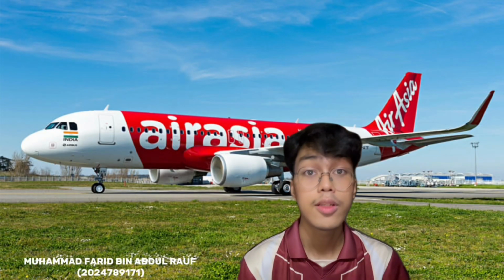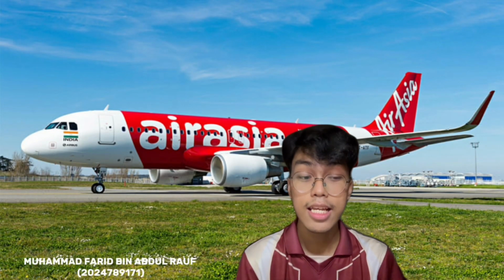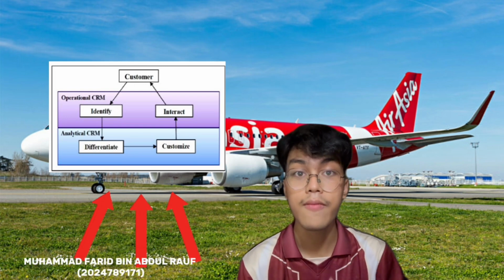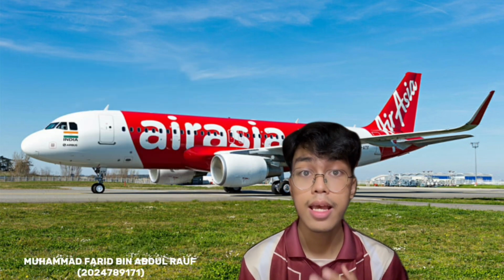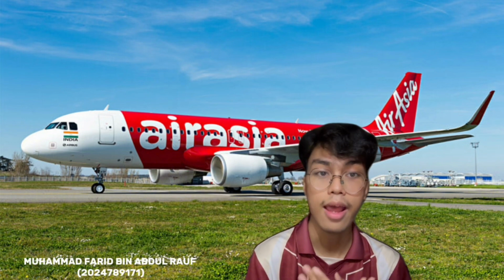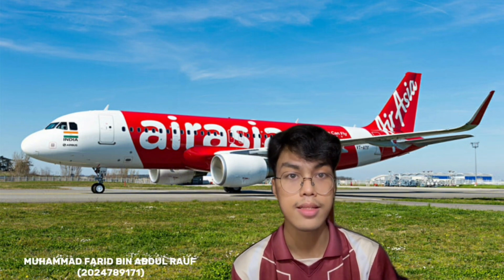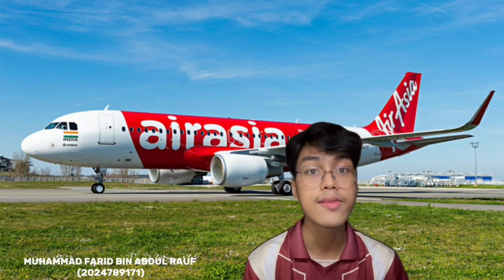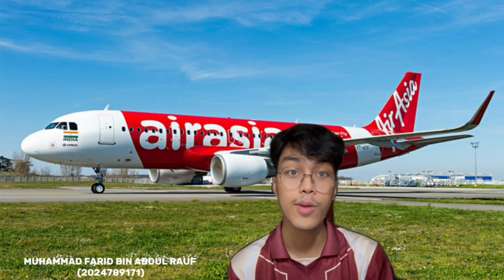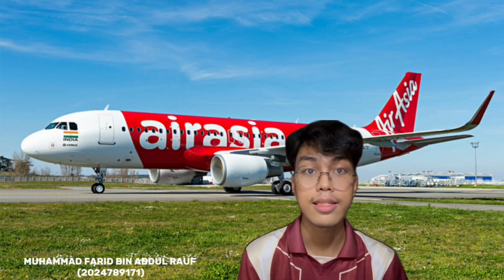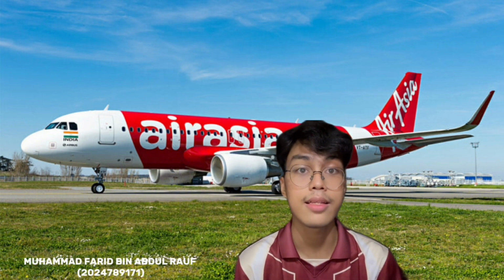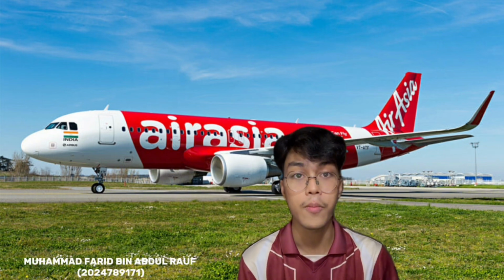So let's move on to the IDIC model. The IDIC model stands for Identify, Differentiate, Interact, and Customize. While AirAsia effectively identifies customers through its mobile app and AirAsia rewards profiles, a massive driver of their business strategy is the second stage, which is differentiate. Instead of treating every passenger the same, AirAsia X categorizes its customers based on two vital components.